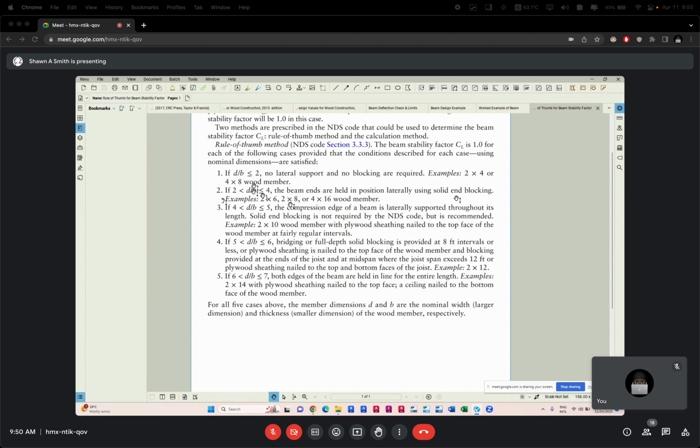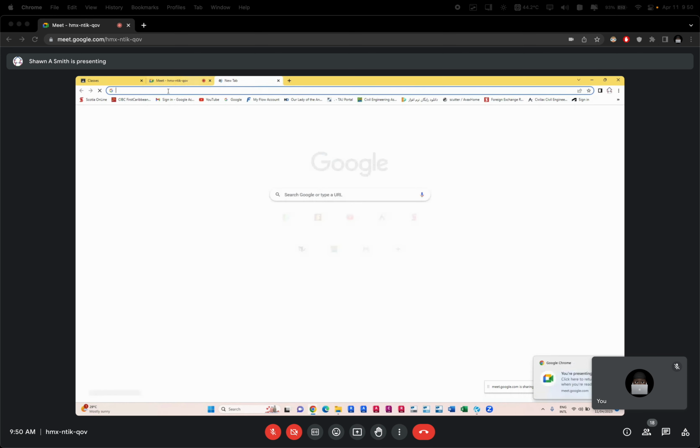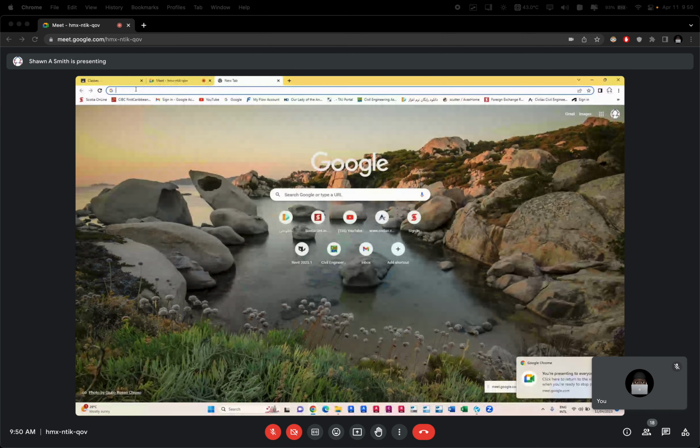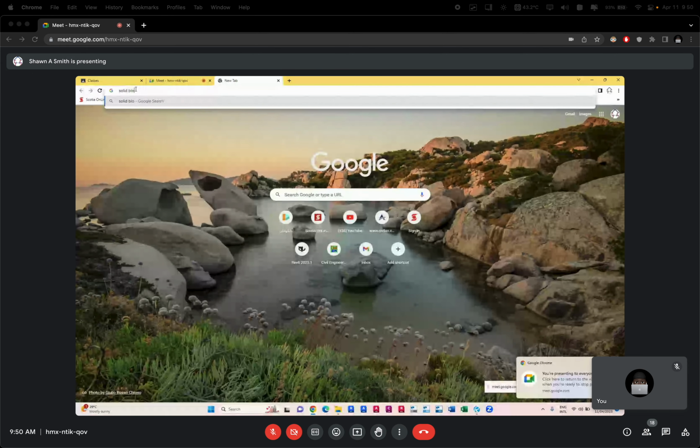So even if it doesn't have plywood sheeting nailed down to it or screwed down to it right along its length, it doesn't mean that it's not stable. As long as it has that size and has solid blocking at the ends, then it is stable. One might want to ask, what is solid blocking? Solid blocking for timber beams.